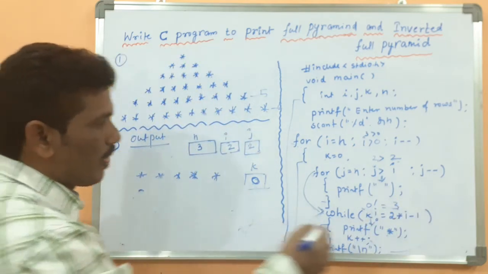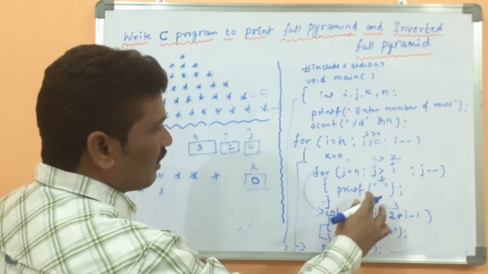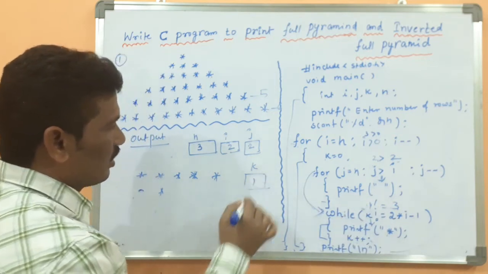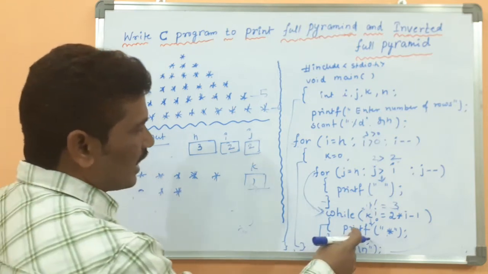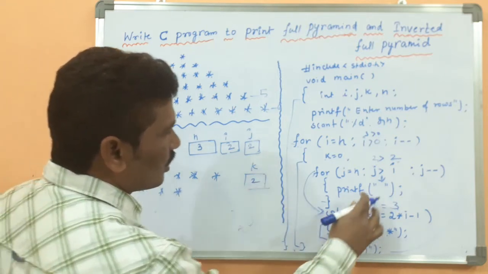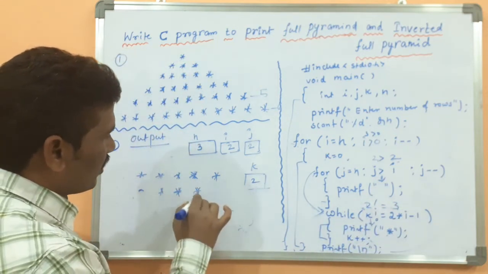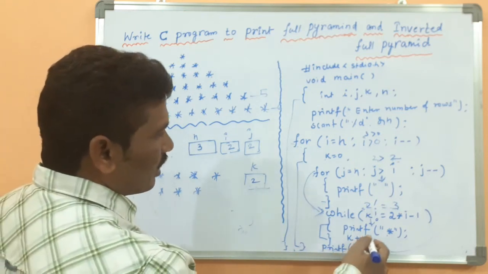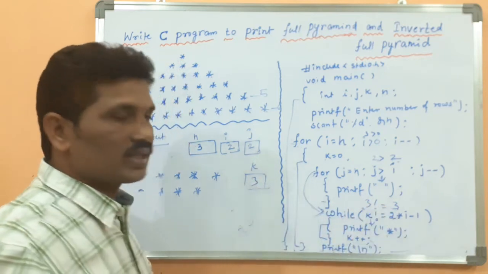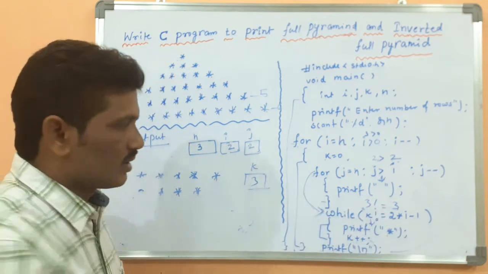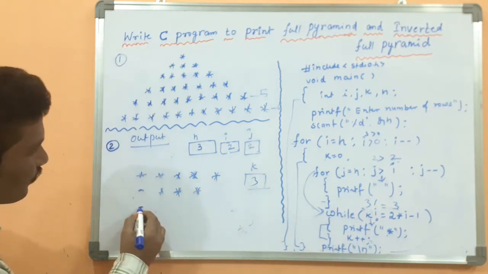Then a star should be displayed. Then k is incremented by 1. K value becomes 1. 1 less than or equal to 3, the condition is true. Then a star should be displayed. Then k is incremented by 1. K value becomes 2. Then 2 less than or equal to 3, the condition is true. A star should be displayed. Then k value is incremented by 1. K value becomes 3. Then 3 less than or equal to 3, the condition returns false. When it is false, then we will come to here. Then come to the new line.